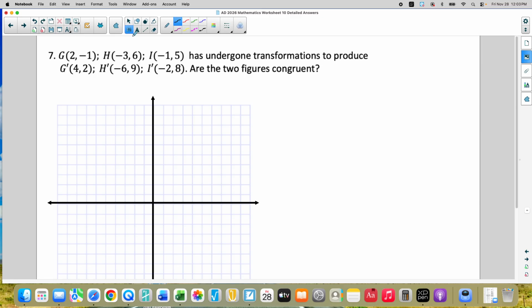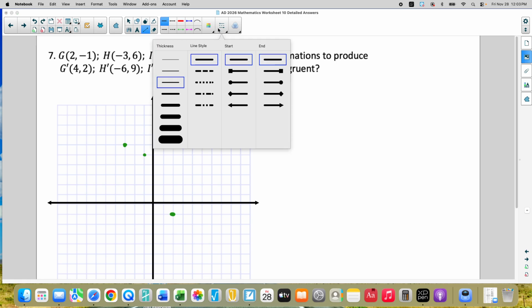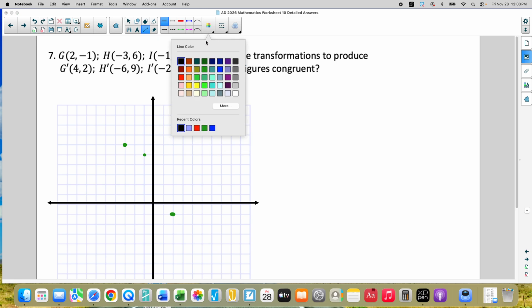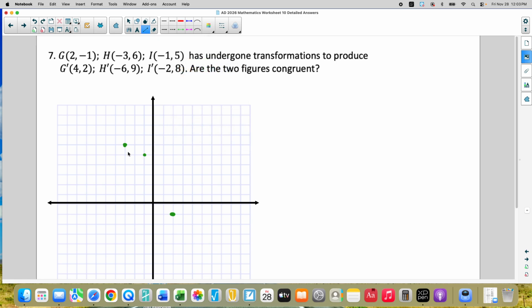All right, different question. So let's do G is (2, -1). H is (-3, 1), 1, 2, 3, 1, 2, 3, 4, 5, 6. And (-1, 5). That's a real ugly, ugly triangle. Okay. Academic decathlon, you're again not helping yourself. Okay, but we graphed it.